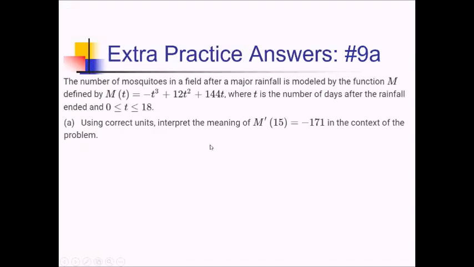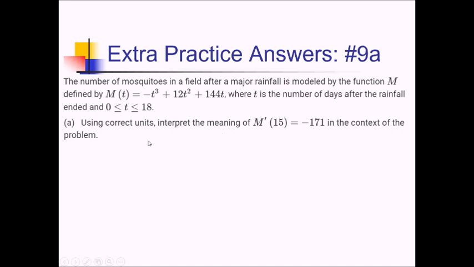For this free response problem, the number of mosquitoes in a field after a rainfall is given by this M function, where we're modeling time in days, and obviously M of t is the number of mosquitoes. And this happens between 0 and 18. All right, so using correct units, this is our first task. Interpret M prime of 15 equals negative 171.